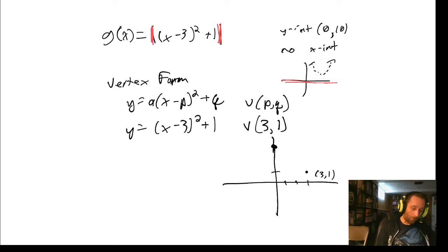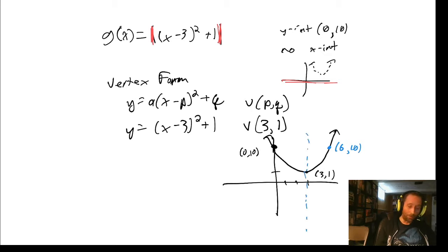I have done a poor job of drawing this to scale, but we have (0, 10) over here. So we're going to have a quadratic that looks something like this. Not asked for in this question, but we also know that the point (6, 10) must exist on this graph. So why do we know that?